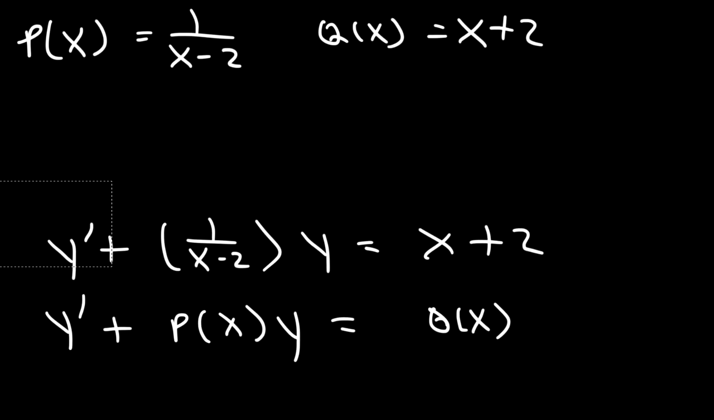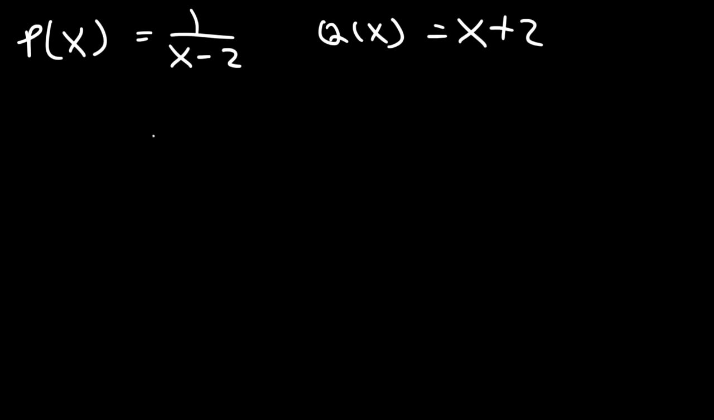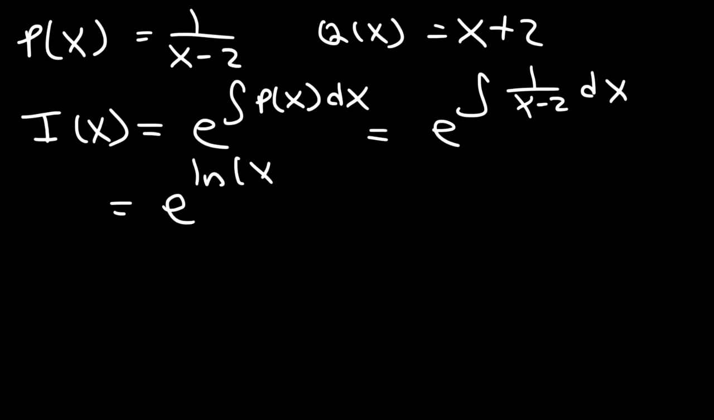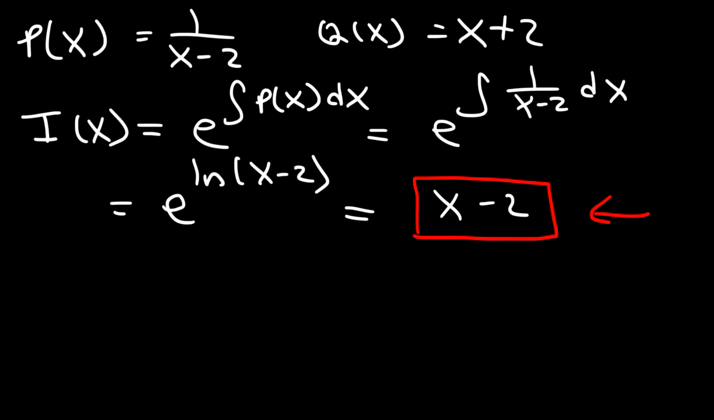Now let's determine the integrating factor. So I of x, as always, is going to be e raised to the integral of p of x dx. And so that's going to be the integral of 1 over x minus 2 dx. Now the antiderivative of 1 over x minus 2 is the natural log of x minus 2. So e raised to the ln x minus 2 is simply x minus 2. So this is the integrating factor. Now we can move on to our final equation.